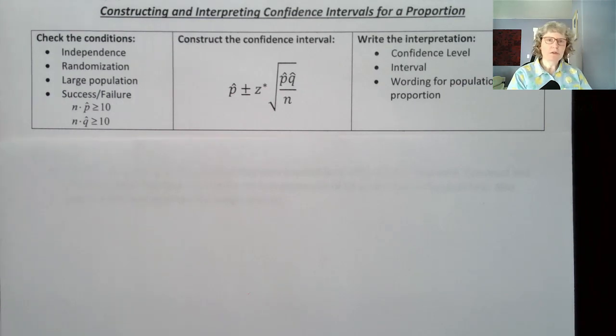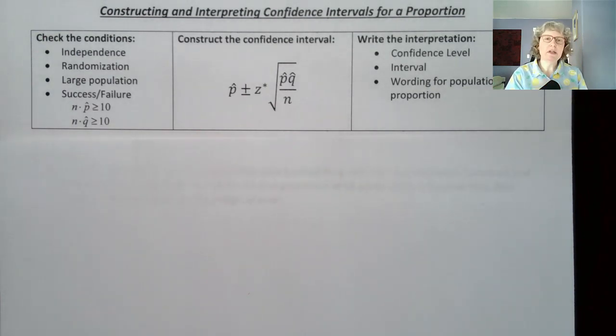So remember, in order to do this, we do need the conditions to be met for the central limit theorem. Otherwise, when we use our z star, we're not capturing the middle 99% or 95% or whatever our confidence level is if we don't have the right shape, right? So we do need these conditions to be met.